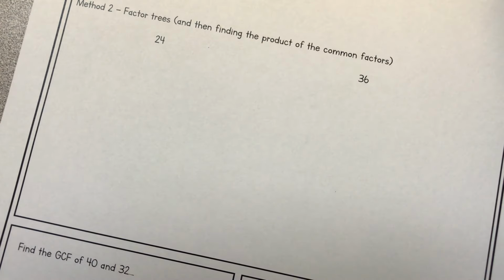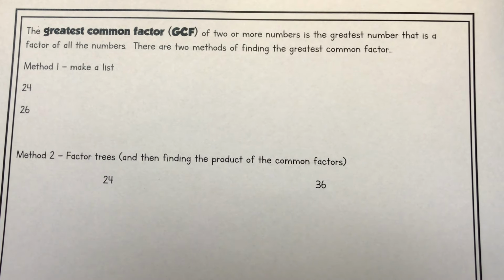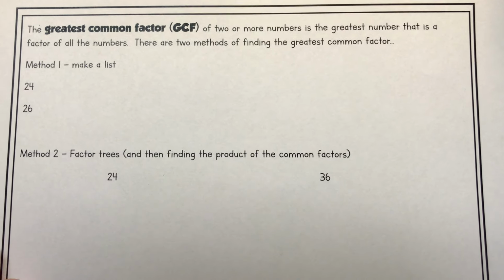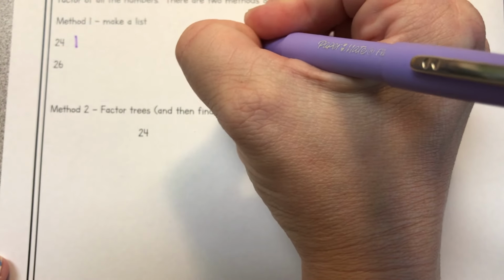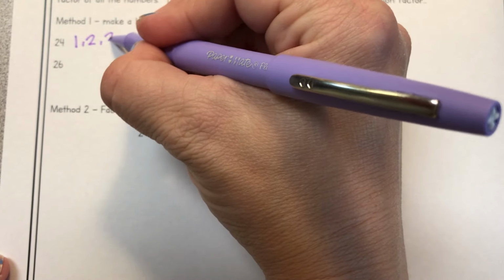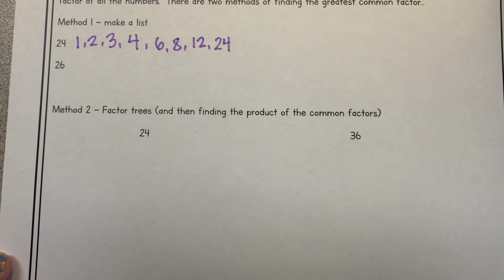So turn your paper over and let's talk about greatest common factor. Now that we know what factors are, the factors are the numbers that you can multiply together to get the number. It's essentially what it's divisible by. There's 2 methods of finding the greatest common factor in a set of numbers, and the first is by making a list. So for 24, we're going to list out all the factors of 24. You can do 1 times 24, 2 times 12, 3 times 8, 4 times 6.